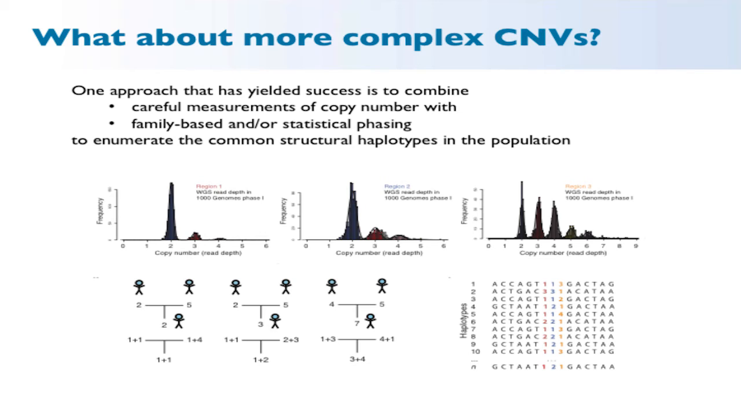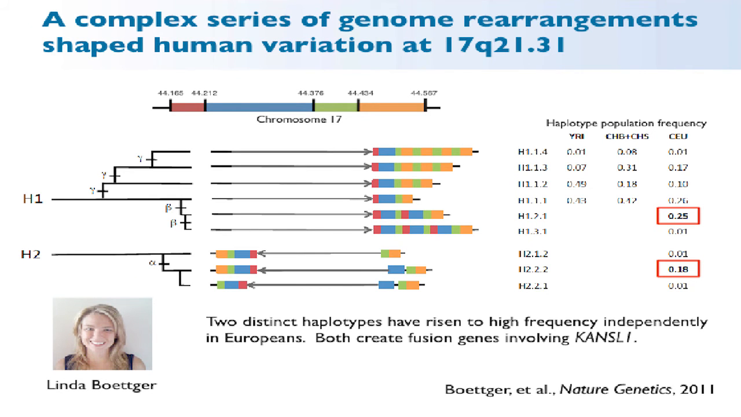So we began to look at that in terms of what are the structural haplotypes that underlie these multiple copy number states. And we looked at that both through looking at families and looking at the phasing of the CNVs within families, and also using statistical phasing to try to tease apart the underlying haplotypes. So here is one of the early examples of this kind of approach on chromosome 17.